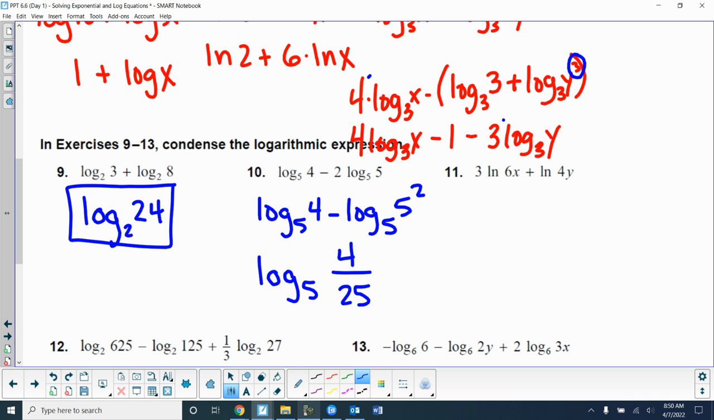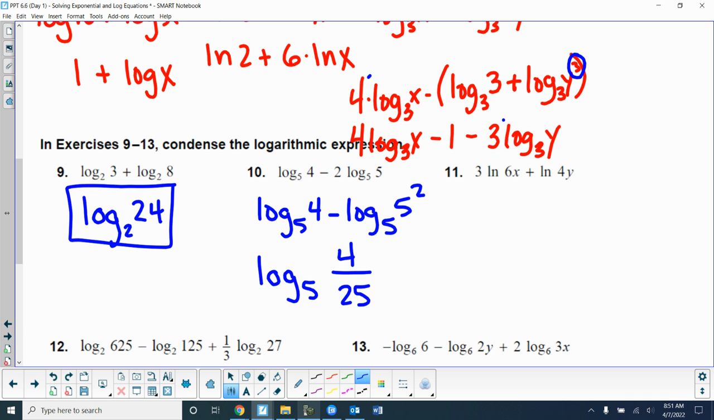Okay. We getting the idea of these? Yeah. Okay. The answer to 11 is natural log of 6x to the third when I move the 3 up to the exponent. So then I got to take the 6 and the x to the third power, so that's 216 x to the third. And then I have to multiply 216 times 4 because it's addition, right? So the answer is natural log of 864 x cubed y.